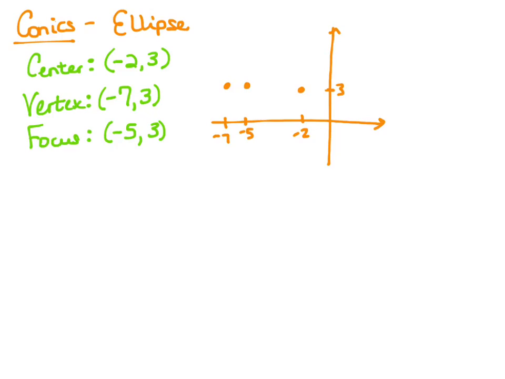If we want to get the other vertex at the end of the major axis, that's going to be 5 units away from -2, since this vertex is at -7. My other one would be over here at 3.